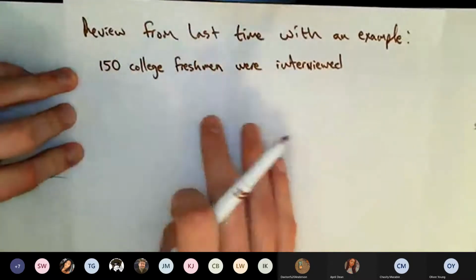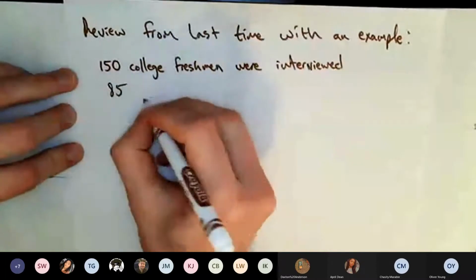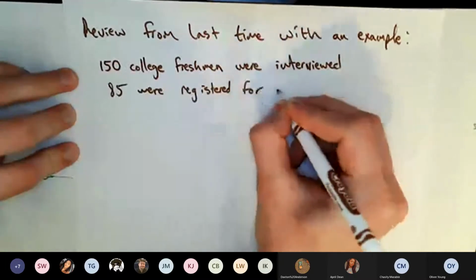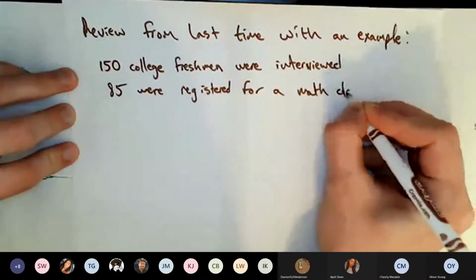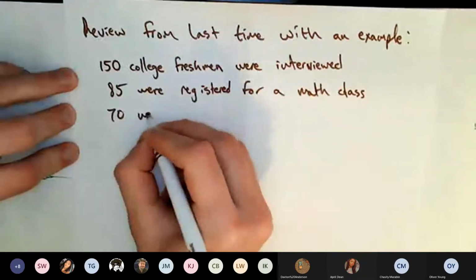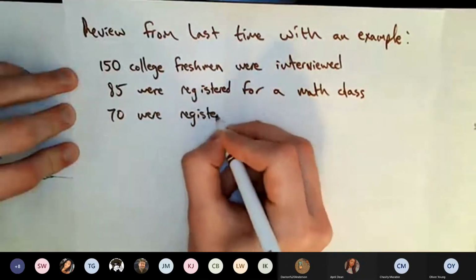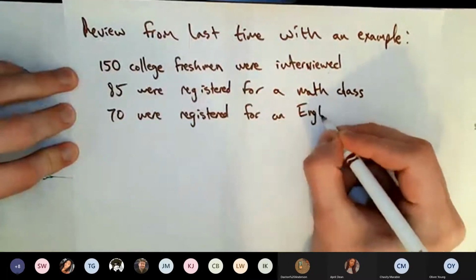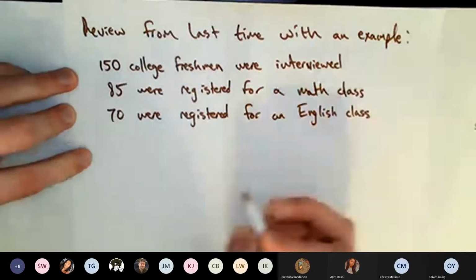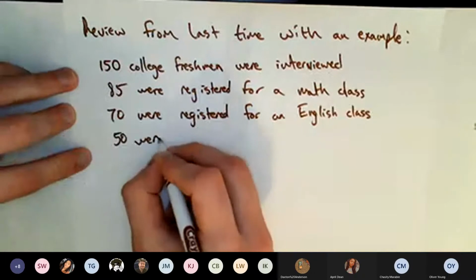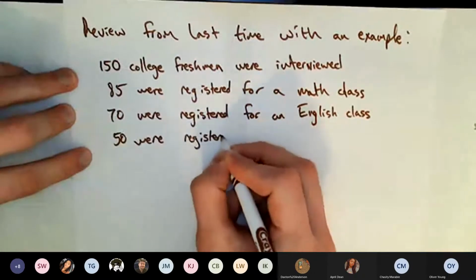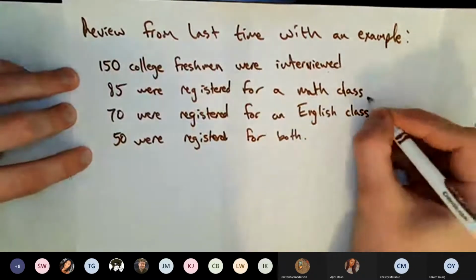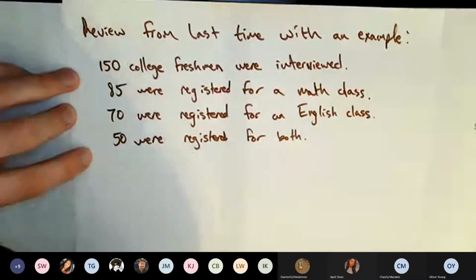So let's say 150 college freshmen were interviewed, 85 were registered for a math class, 70 were registered for an English class, and 50 were registered for both. Okay, so that's the data that we have here.